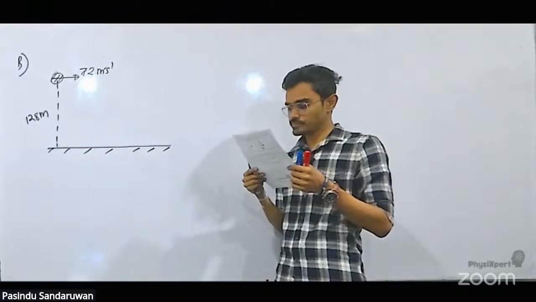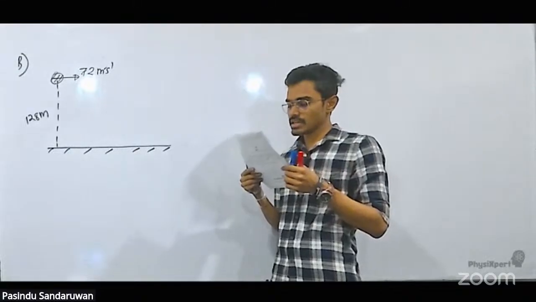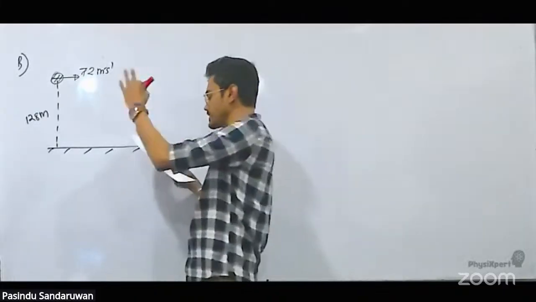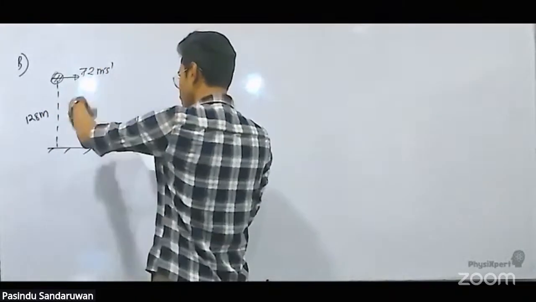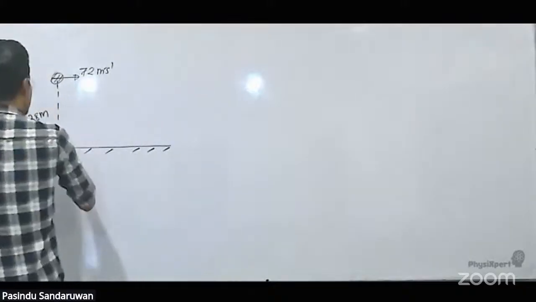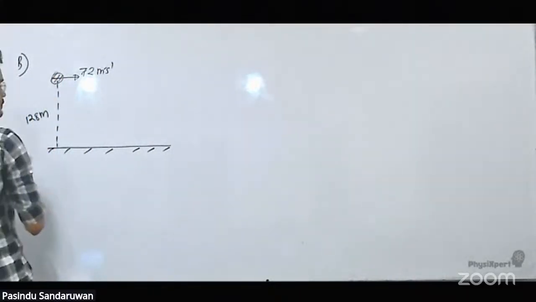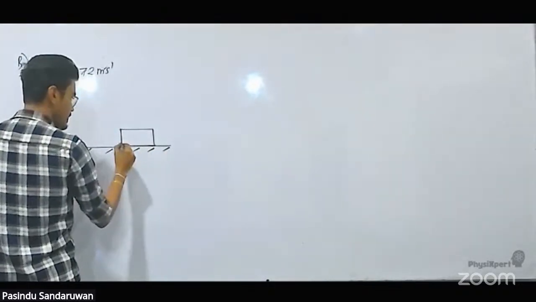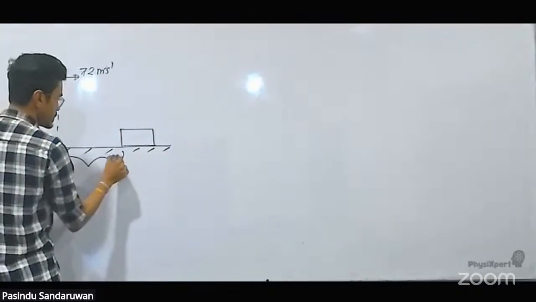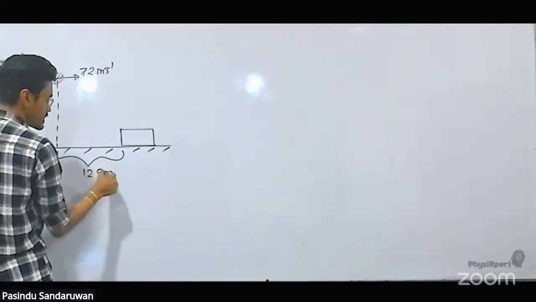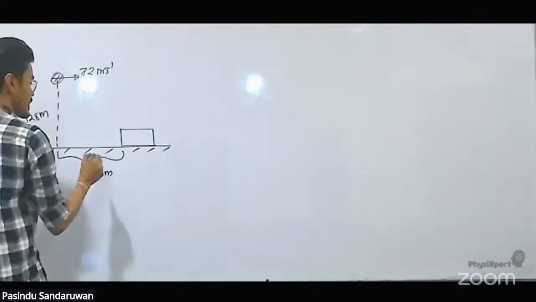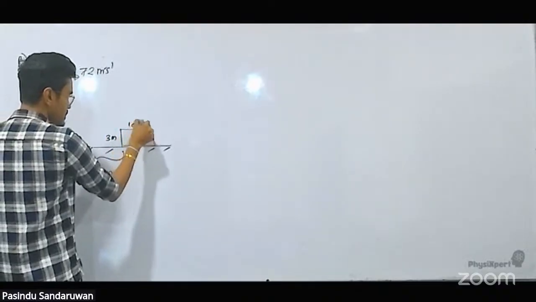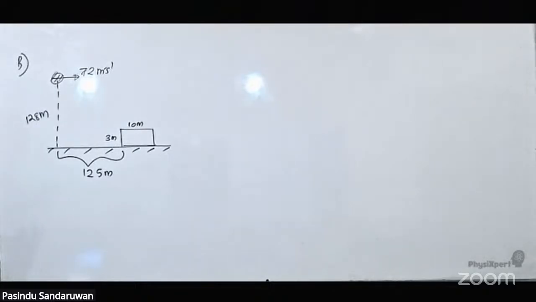At the instant the bomb is released, the rear edge of the truck is at a horizontal distance of 125 meters from the vertical line through the point of release. The vertical line through the point of release is this. From here, the truck is 125 meters away. And these dimensions are given. Height of the truck is 3 meters. Length of the truck is 10 meters.